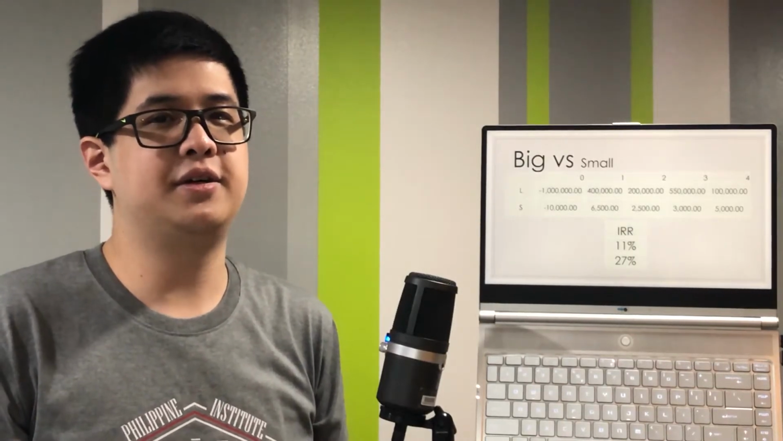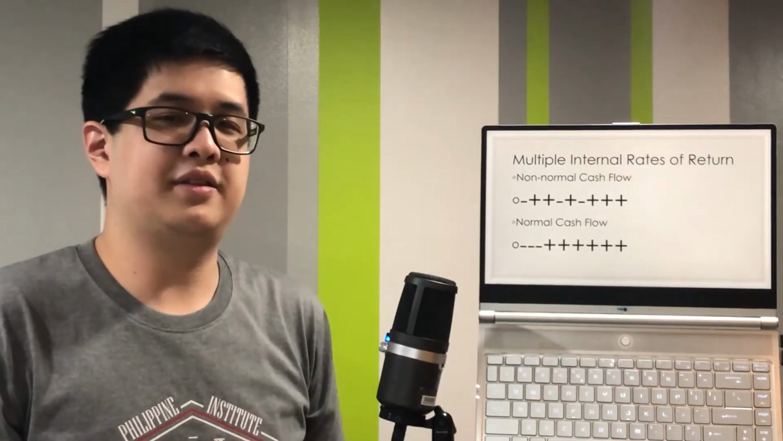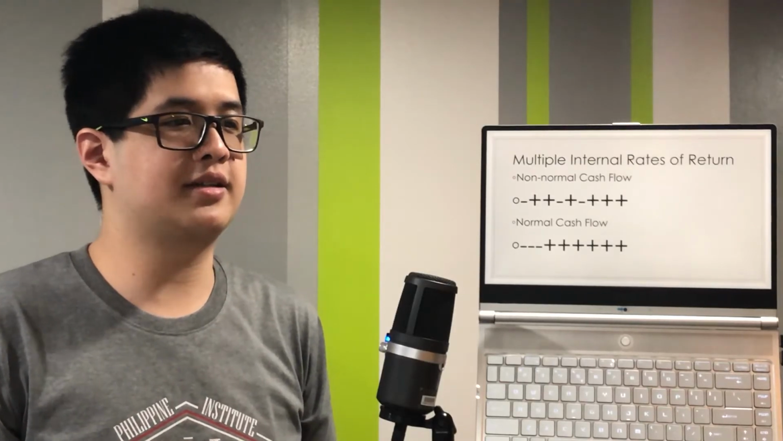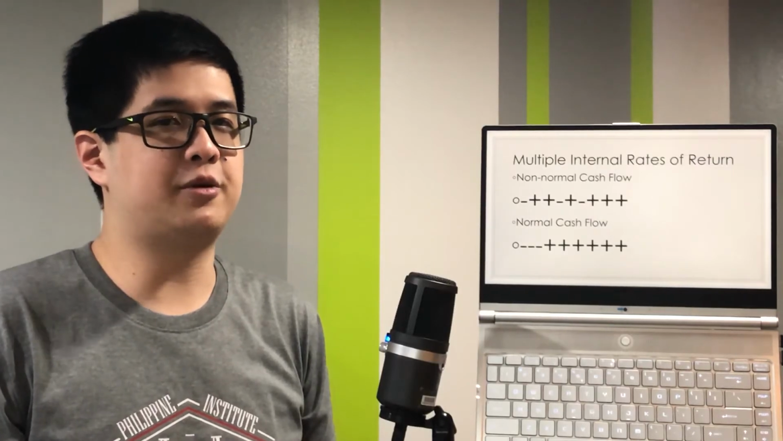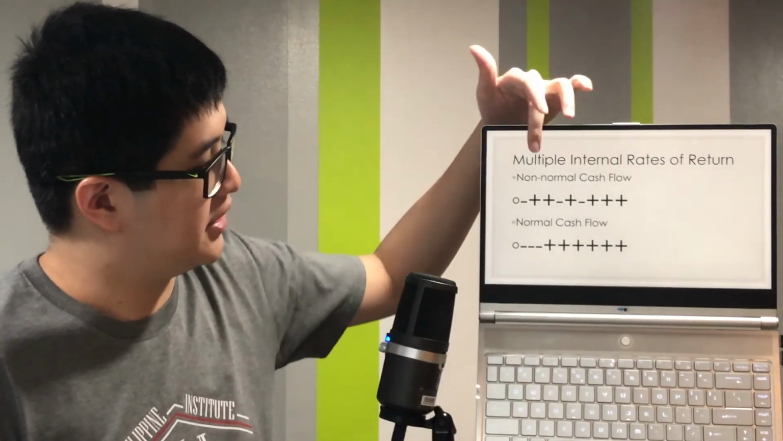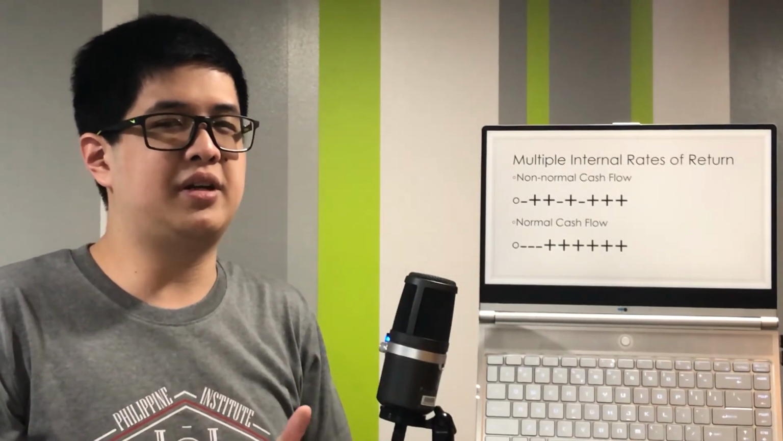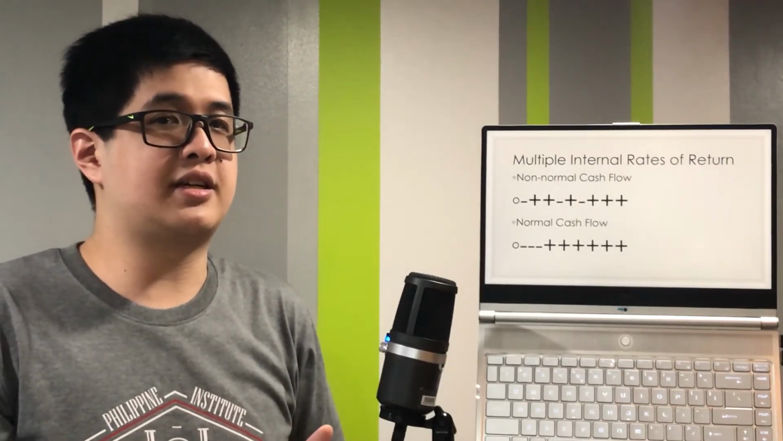so IRR is not useful in every scenario. Now for multiple internal rates of return, this will occur on non-normal cash flow projects. That means that the negative to positive sign changes more than once. So as you can see here, it's negative, positive, and then negative again. So that will result in multiple IRRs. Whereas in a normal cash flow, it only changes signs once.